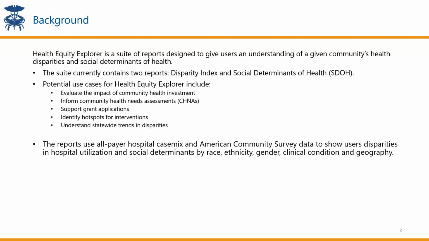The reports use the hospital data from the HSCRC, that's case mix. So if I switch back and forth between saying the HSCRC data, hospital data, and case mix data, it's all the same thing. And the American Community Survey data, that's census data. And so we're going to be showing disparities in hospital utilization and social determinants by race, ethnicity, gender, clinical condition, and geography.